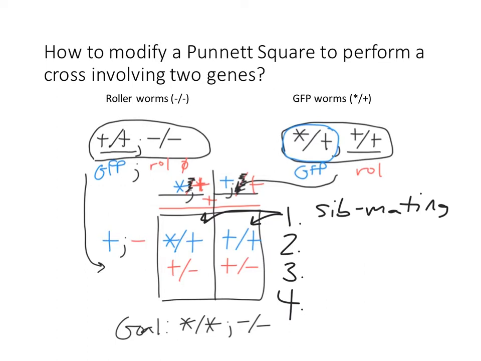We're busy right now thinking about how to set up a cross. What cross are we going to set up? Just top left and one of the bottom ones. So what do you want to do, we can cross or we can self. You can self that individual. What happens if we mate this individual with itself?